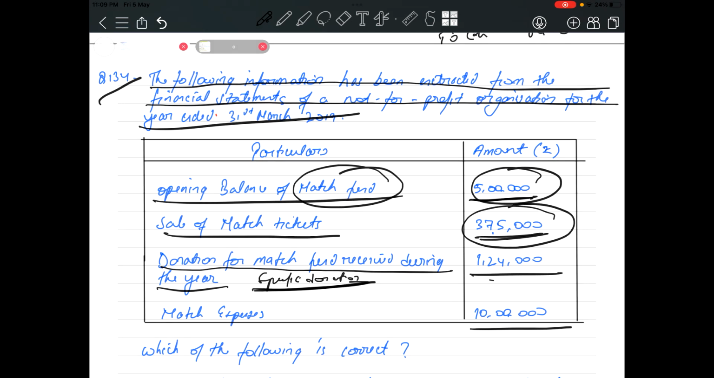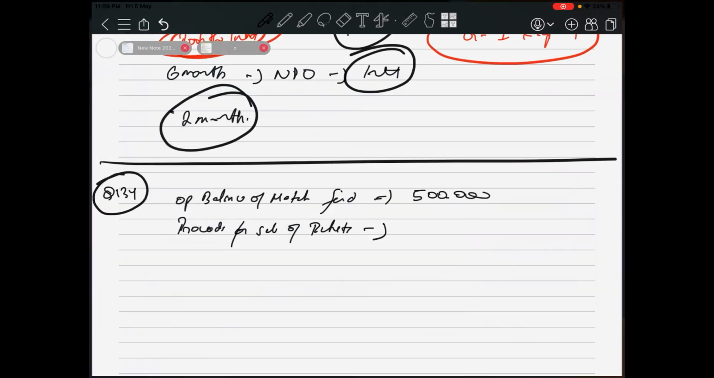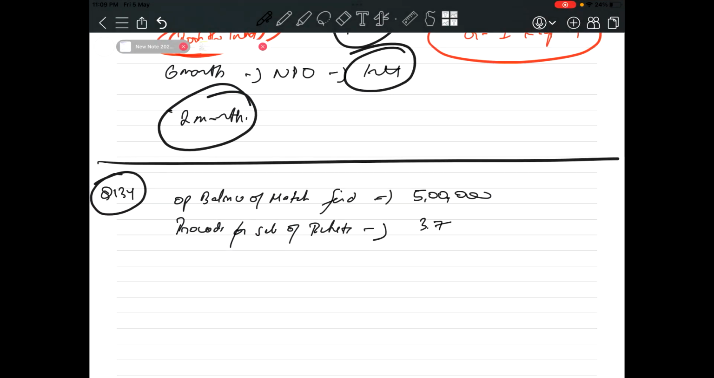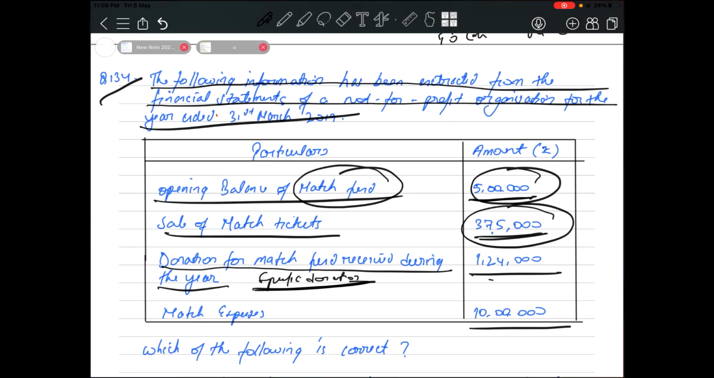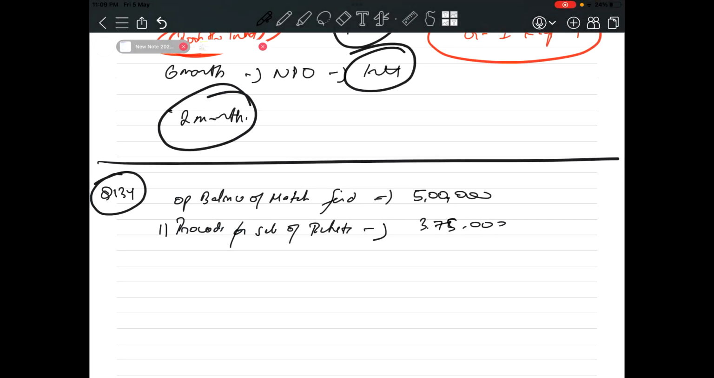And sale of match tickets. We have sold tickets and we have received 3,75,000 for the match. We are organizing a tournament, and we have sold tickets and received 3,75,000. So proceeds from sale of tickets: what is the amount we have received from the sale of tickets? 3,75,000. Next, donation received. What is the donation received? 1,24,000. So we will add donation received.